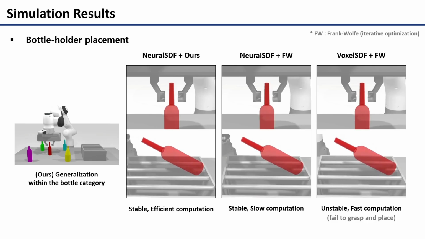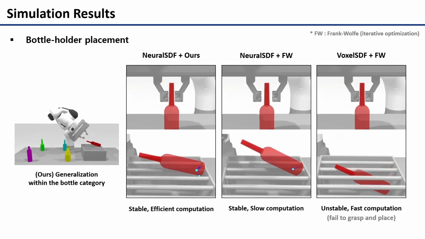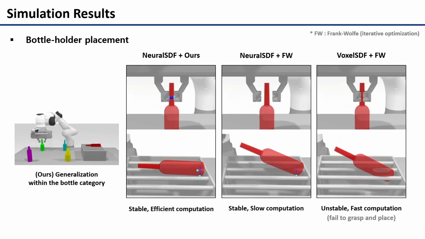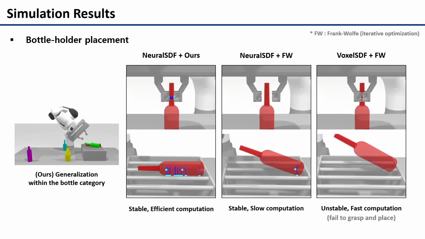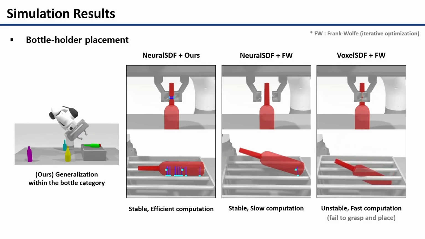The second scenario is a bottle and holder placement scenario. The robot picks up the bottle and places it into the holder. Our framework detects the contacts stably and efficiently, while the other baselines suffer from slow computation or sometimes fail to detect contacts, resulting in penetration. The generalization results are shown on the left.